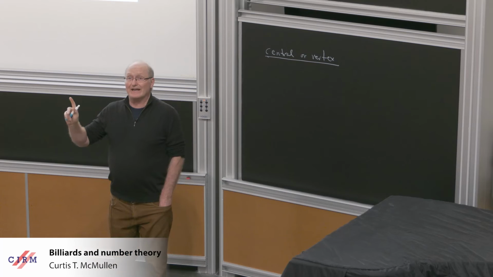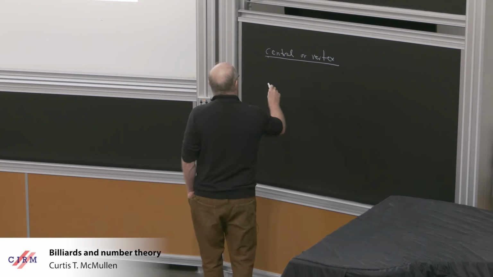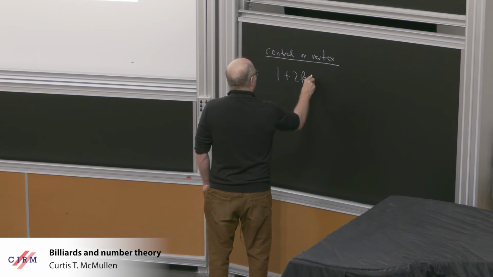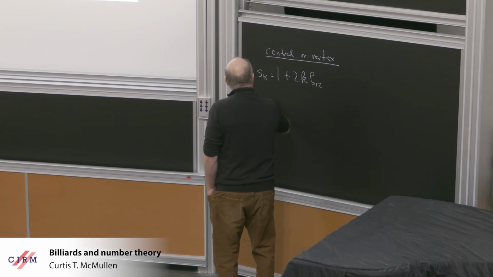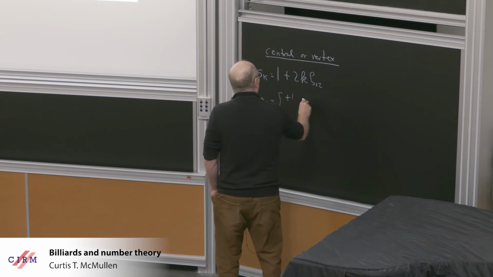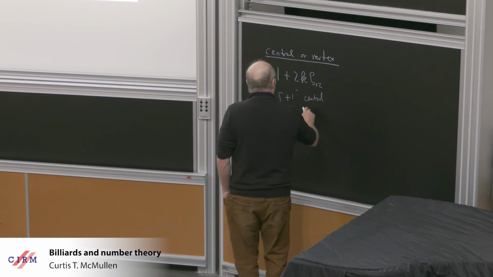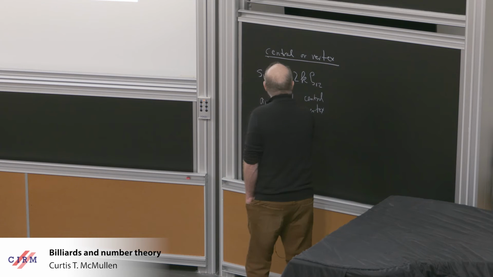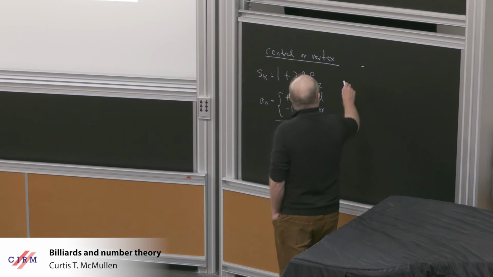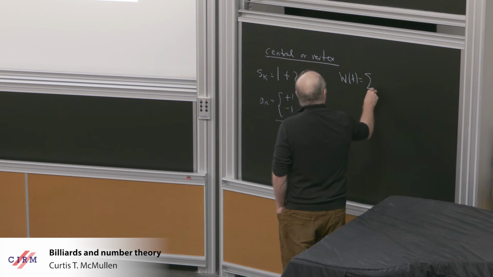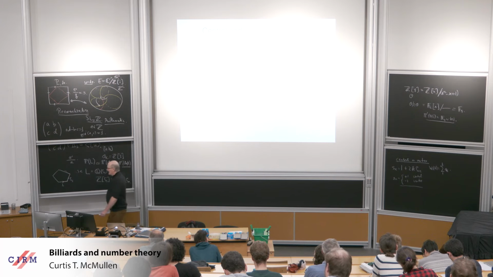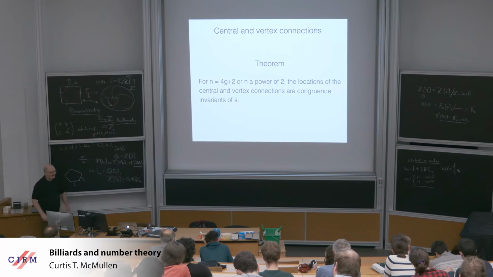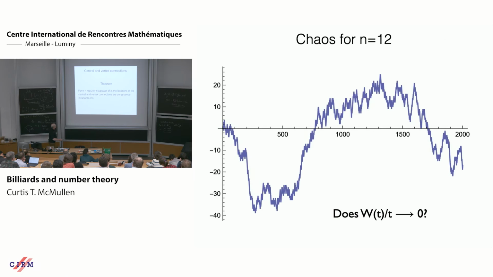Now, if it were a congruence invariant, it would be periodic. So I start with a very simple collection of slopes, 1 plus 2k times the 12th root of unity. Let me call that s_k. And for each one, I write down a number, a_k, which is, say, +1 if it's central, and -1 if it's a vertex connection. And this sequence would be periodic if this were a congruence invariant. And then I form W of t, which is the sum from 1 to t of these numbers a_k. So this is like a path that's being generated by this data that I had hoped would be periodic. And this is what the path looks like.